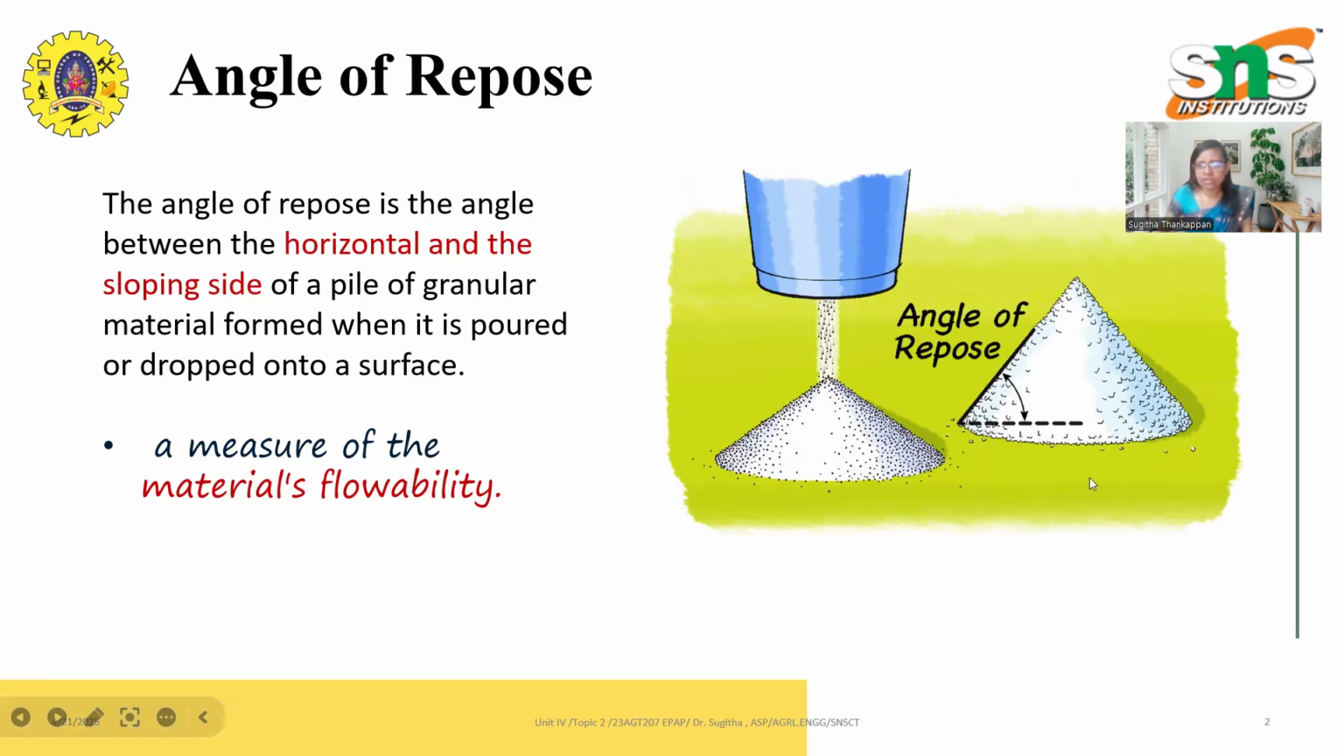So in this picture, it is well denoted that angle of repose is the angle between the horizontal and the sloping side of a pile of any granular material when you pour or drop it onto a surface. So what does it represent? It is the measure of the material's flowability. How the material's flowability influences post-harvest handling, we will see in the later slides.